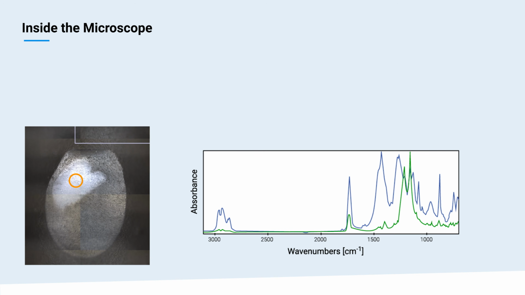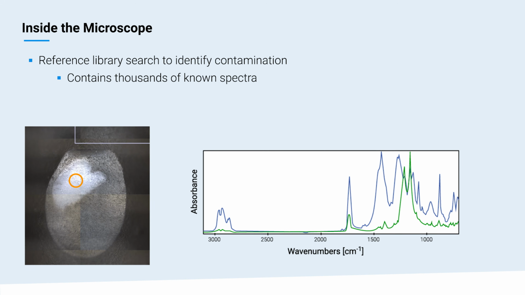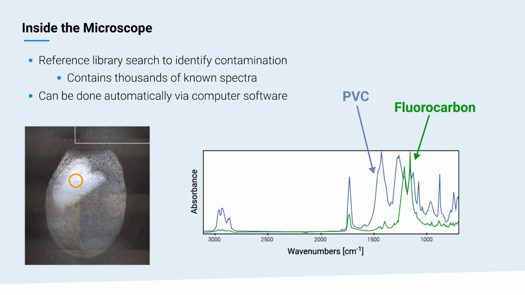To figure out what the contamination on the wire is, we'll use a reference library. The reference library contains thousands of spectra of different molecules and compounds, and we'll search through it until we find a match. To make things easier, computer software can search through the reference library for us to automatically identify our sample. A reference library search on this spectrum identified the contamination as a mixture of PVC and fluorocarbon. Now that we know that, we can figure out what caused the defect on this piece of wire.